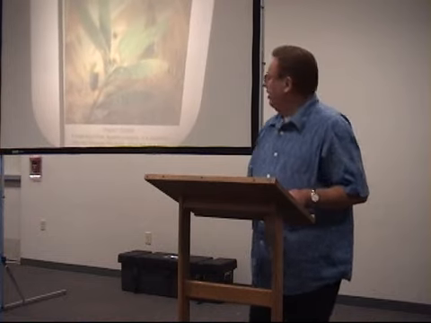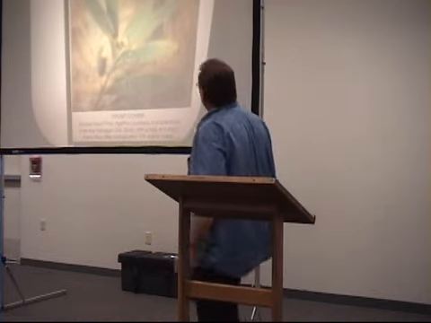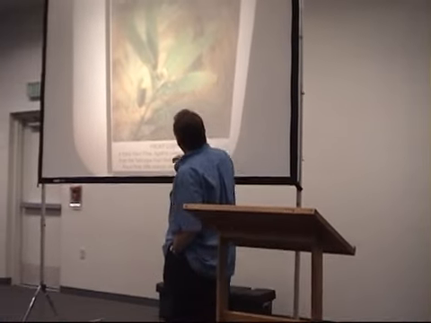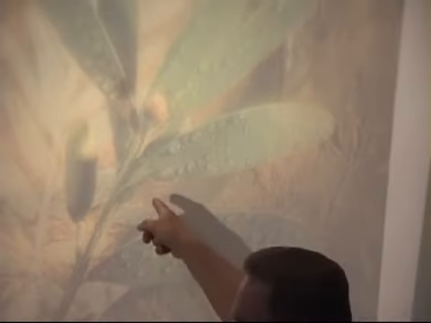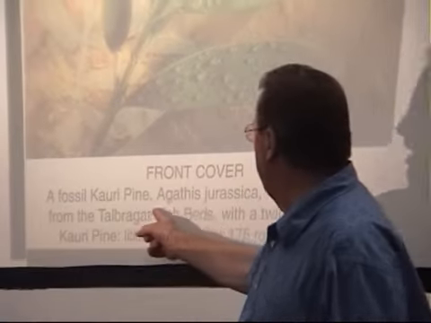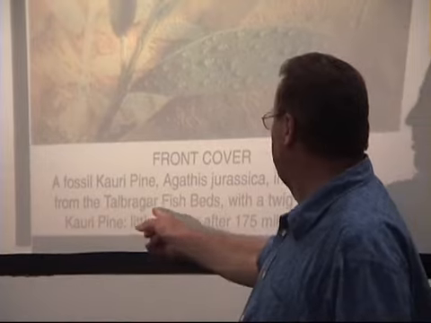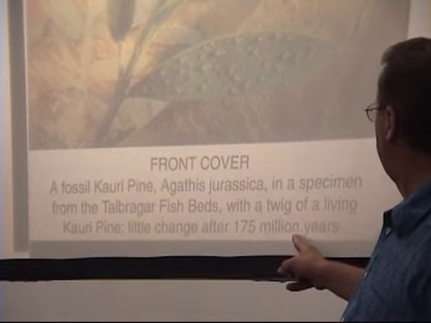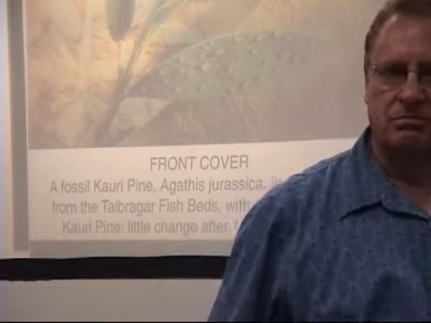Another example is the cowrie pine. And this is on the cover of a beautiful book, The Greening of Gondwana by Mary White. Here's a fossil cowrie pine in the background here. And here is a living cowrie pine on the cover. The front cover reads, a fossil cowrie pine is a specimen from the Trafalgar fish bed with a twig of a living cowrie pine. Little change after 175 million years. That's atomic years, of course. Fascinating. So evolutionists have got a problem.